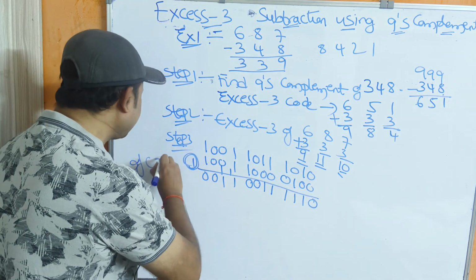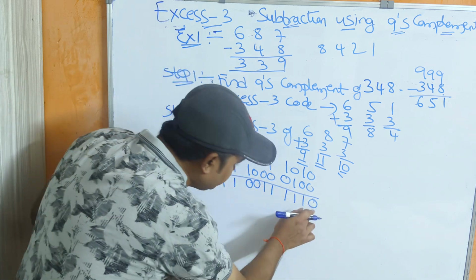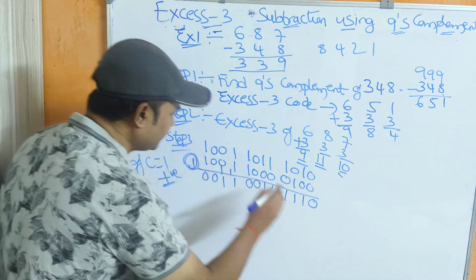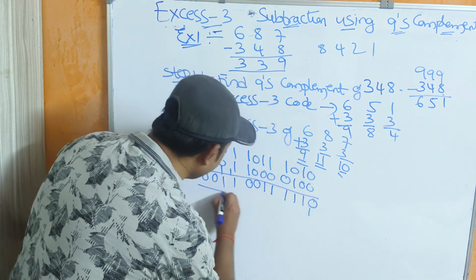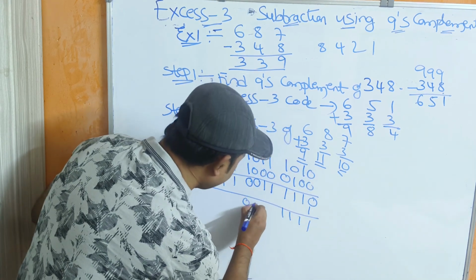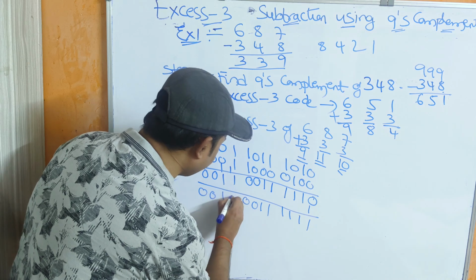If the carry is generated, then we need to add this carry to the LSB, and the result is a positive number. So you add 1 to the LSB. Then we will get all ones. Here 0011, and here 0011.